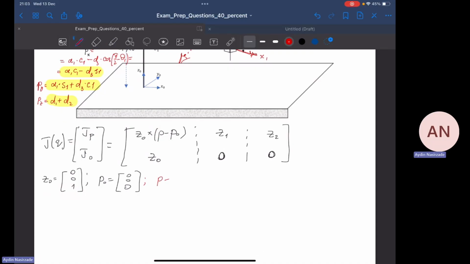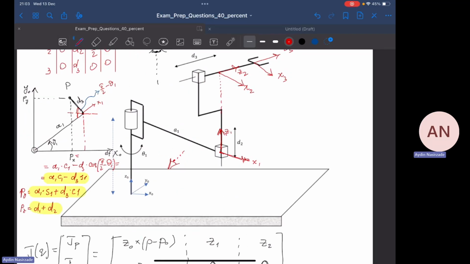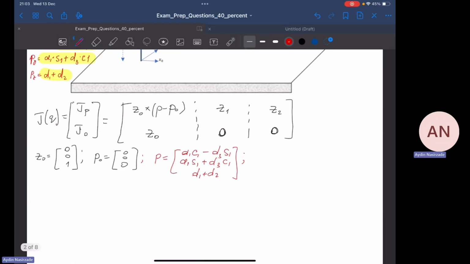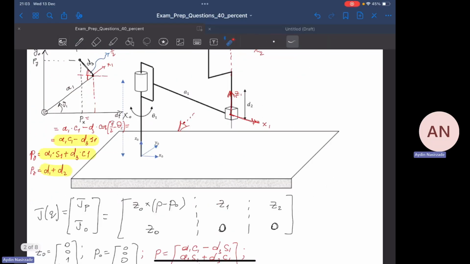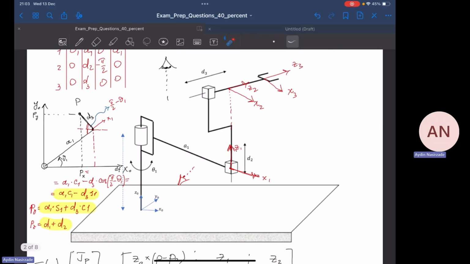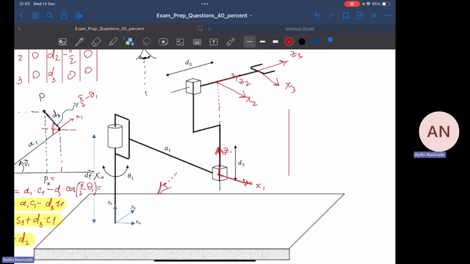So I found this particular position vector. Now P becomes a1 cosine theta 1 minus d3 sine of theta 1; Py is a1 sine of theta 1 plus d3 cosine of theta 1; and d1 plus d2. That's it. Now, we still are missing z1 and z2, and they can be found using geometric inspection too. That's why I am drawing the same thing here, using the same technique.